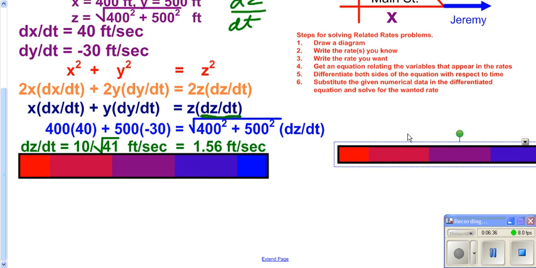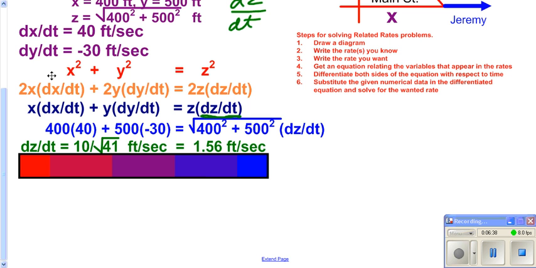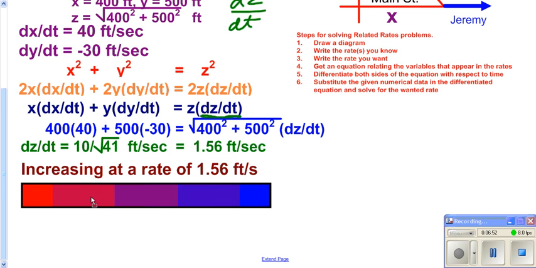work out the right side, divide, you get 10 over the square root of 41 feet per second, which is approximately 1.56 feet per second. In other words, the line of sight distance between them is increasing at a rate of 1.56 feet per second.